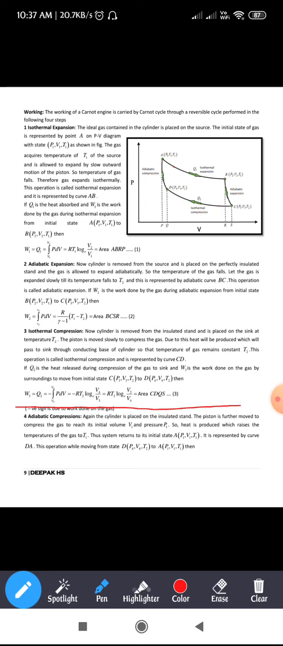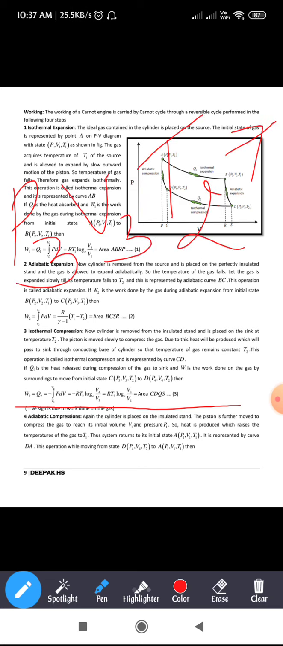Integral of volume changes from V3 to V4. As you know, initially the pressure, volume and temperature were P3, V3, T2. Once the gas is allowed to compress, what happens? The pressure changes from P3 to P4, volume changes from V3 to V4, but the temperature remains constant, since we are dealing with isothermal.